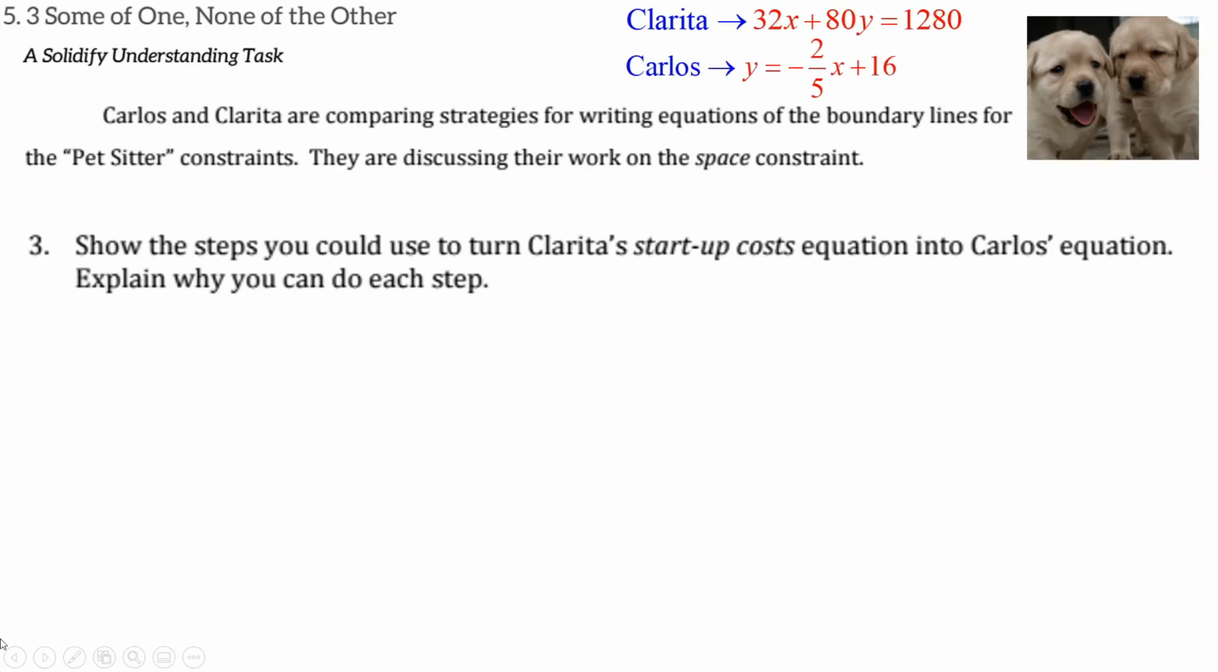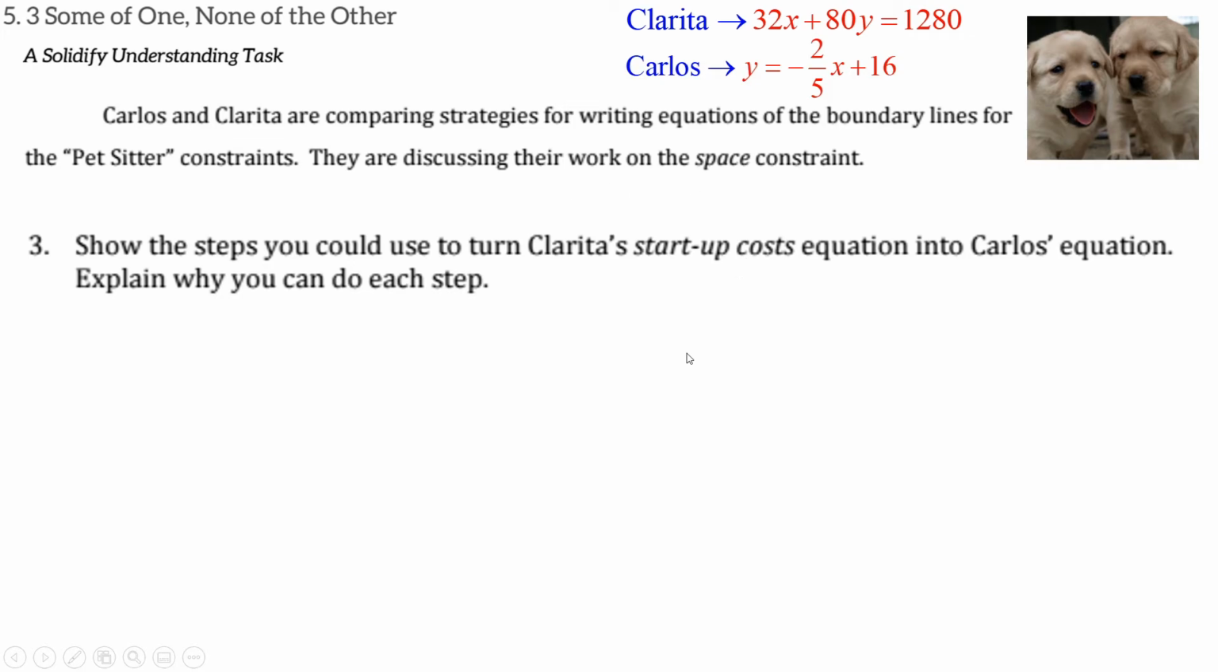All right, so number 3: show the steps you could use to turn Clarita's startup cost equation into Carlos's equation. Explain why you can do each step. Okay, so again, Carlos has an equation of a boundary line to an inequality in slope-intercept form, and Clarita has an equation in standard form. Those should be equations for the same line. Therefore, we should be able to convert one to the other.